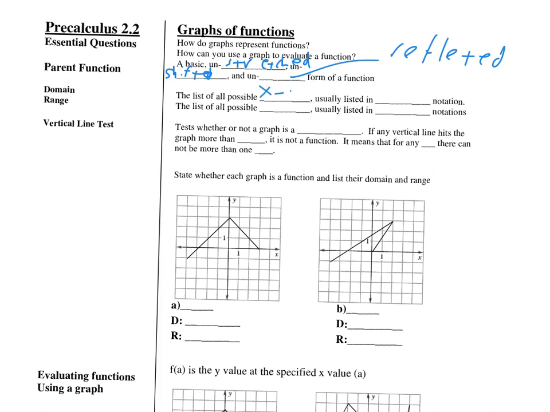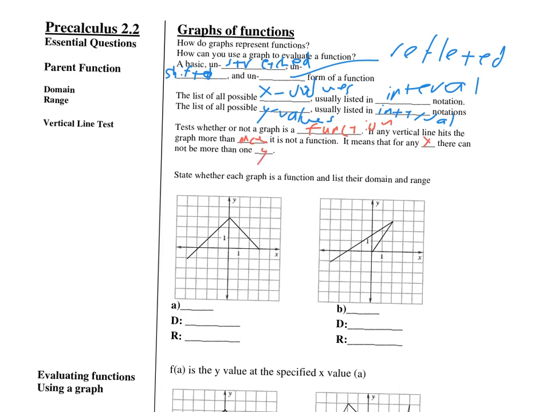Domain is the list of all possible x values, usually listed in interval notation for us. And then range is the list of all possible y values, and that'll also be in interval notation. All right, next up, the vertical line test tests whether or not a graph is a function. If any vertical line hits the graph more than once, it is not a function. It means that for any one x, there cannot be more than one y.